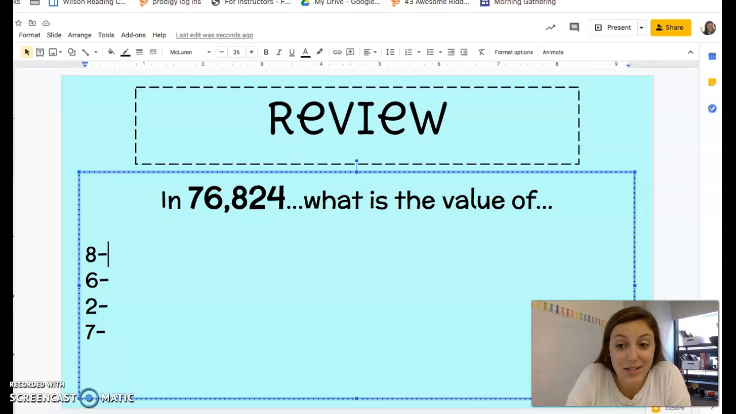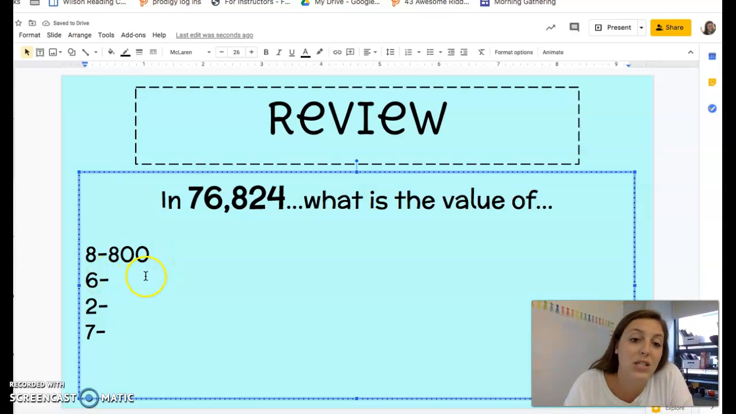Okay, did we have a chance to solve for the value of each of these 4 digits? If you didn't, pause the video. Make sure you're getting all 4 digits. If you did, let's go over our work. So I'm looking at the value of the digit 8 here. It's in the hundreds place. So I know that value must be 800.